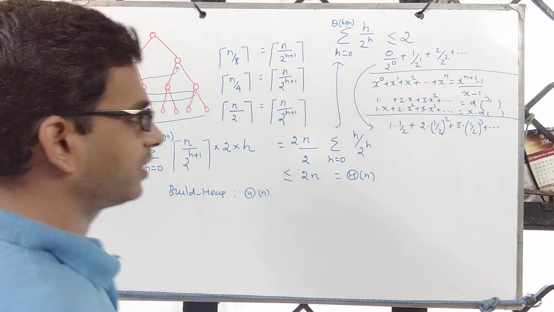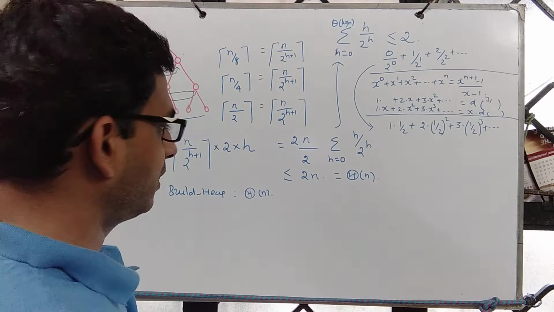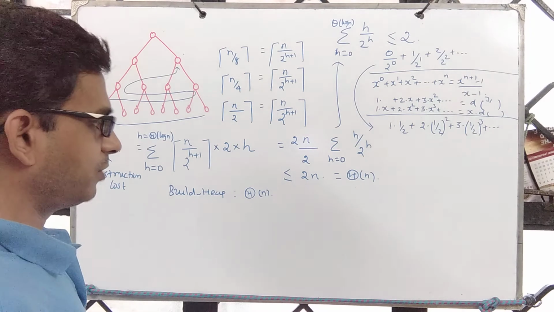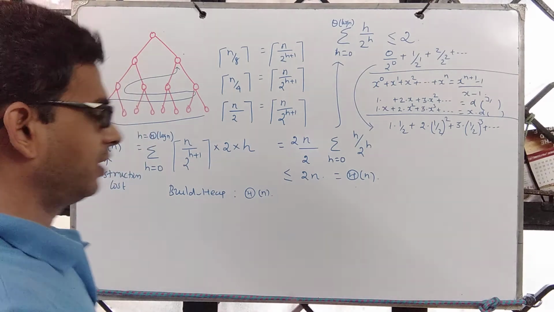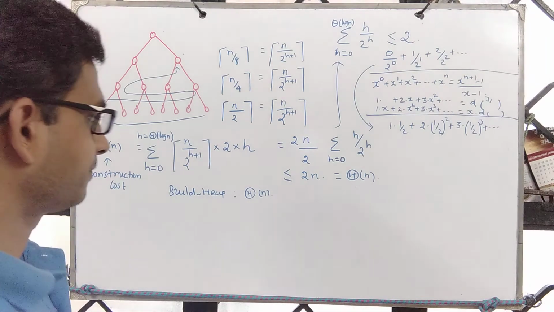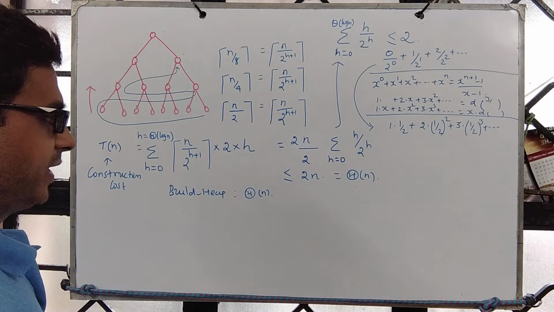This is really what we were looking for. It is much better than the top-down design. Top-down design is theta of n log n, whereas the bottom-up design is theta of n. Fine?